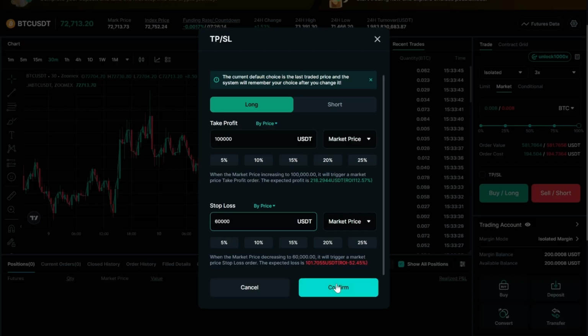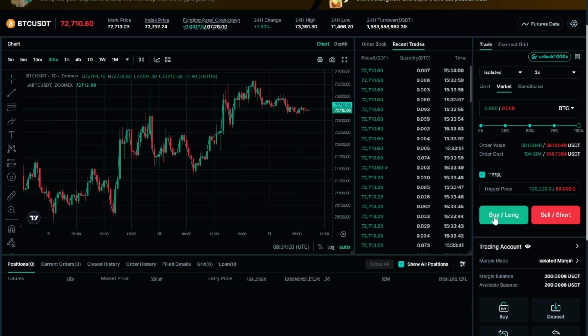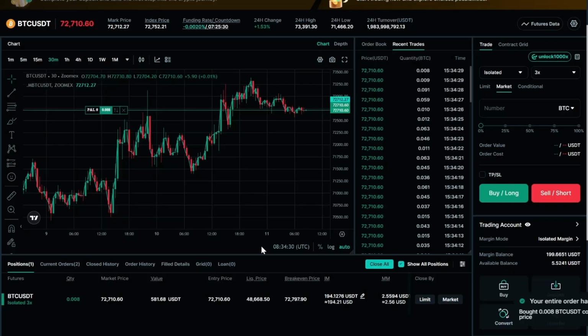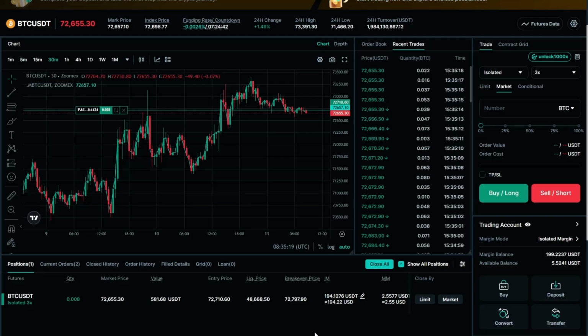We can confirm this order and we can execute our 3x long. We see our order details with our take profit and stop loss and our estimated liquidation price. If we're happy with our order, we can confirm and our order has been filled. Down here under positions, this is where you can monitor everything like your entry price, see your current profit or loss, your ROI, and your liquidation price.